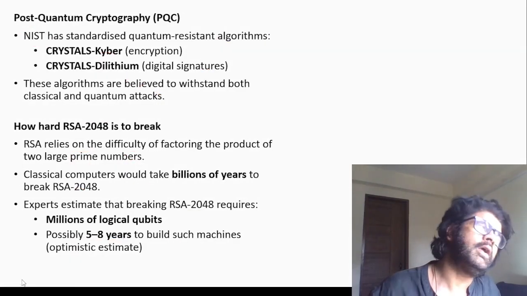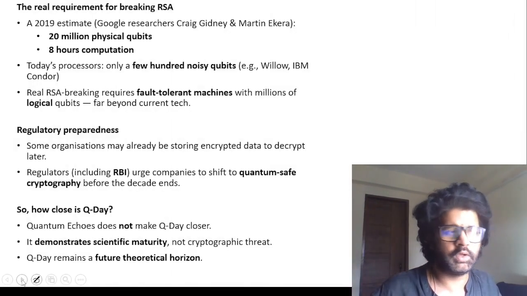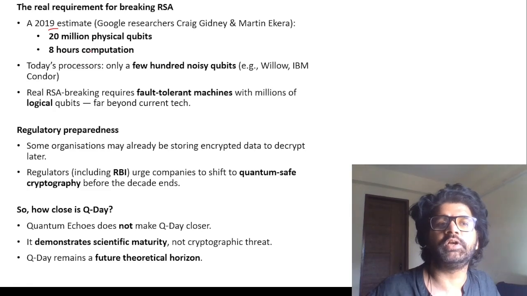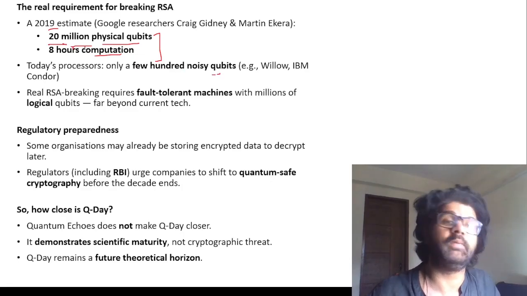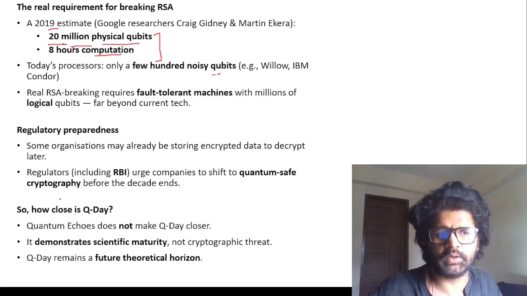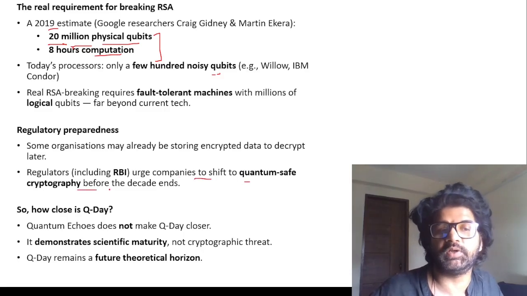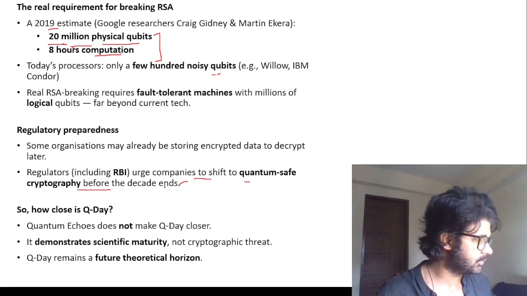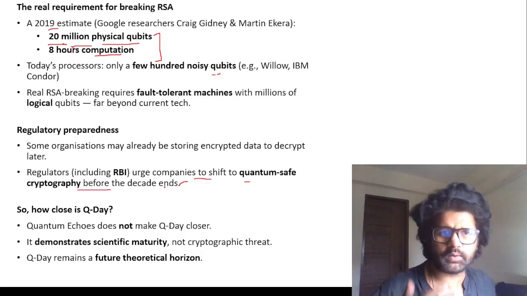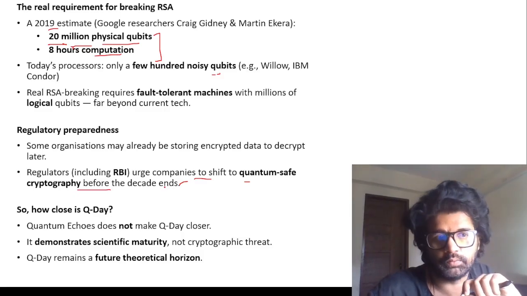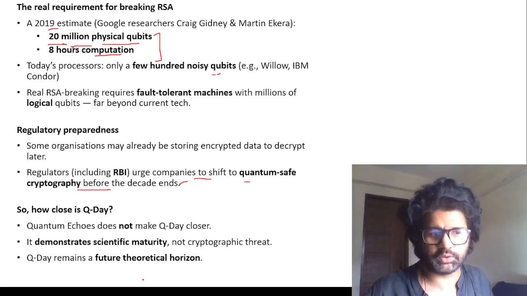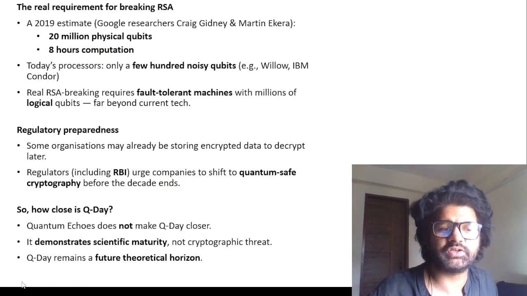So it's a long way away, this Q day, when quantum computers can break our current encryption, but still we are preparing for it. Better safe than sorry. 2019 estimates: 20 million physical qubits and an 8-hour computation would be needed. Today we only have a few hundred qubits. We need 20 million qubits. So it's a long way away. But the RBI, etc., are urging companies to shift to quantum safe cryptography before the decade ends, because you don't know. Technological advancement happens at a very high pace. So you never know, maybe Q day will arrive sooner rather than later. Quantum echoes does not make Q day closer. It demonstrates scientific maturity. Hope you understood the basic rationale of Q day.